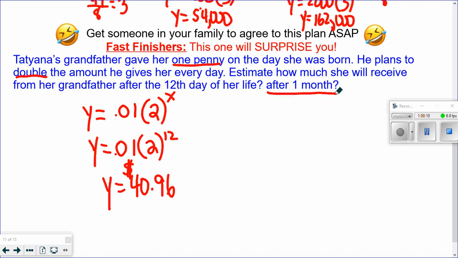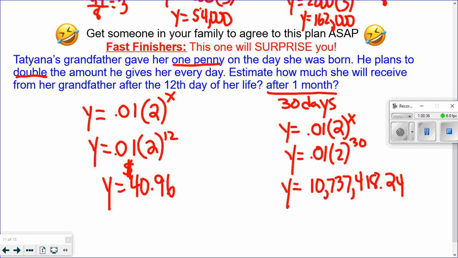All right, now do it after 1 month. And 1 month, we'll just say 30 days in a month, even though not all months have 30 days. Okay, so go ahead and substitute in. Use the same formula, same function of y equals 0.01 times 2 to the x. Go ahead and substitute. Press pause now. Yes, that's right. After 30 days, 10,737,418.24.